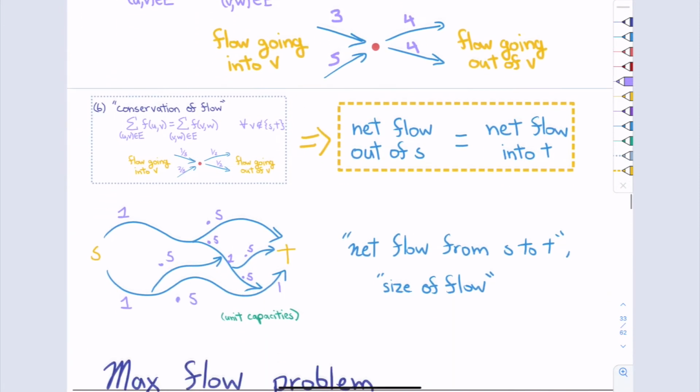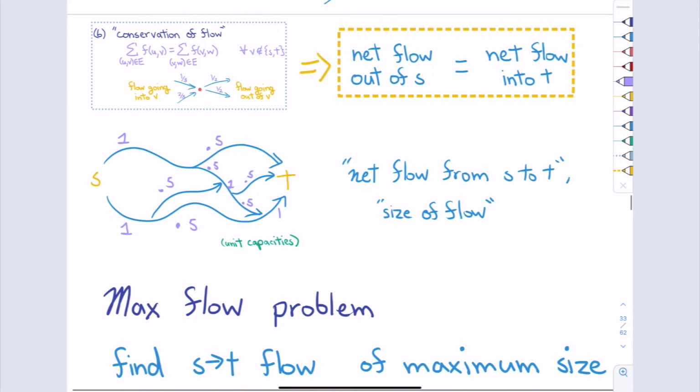Okay, so now, because of conservation of flow, because what goes in is what goes out at every non-terminal vertex, the total amount that leaves S has to always equal the total amount that goes into T and gets sucked out of the system. We can do some sums and double check, but I think this should make sense.